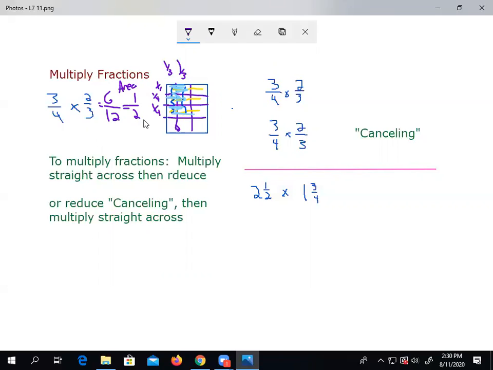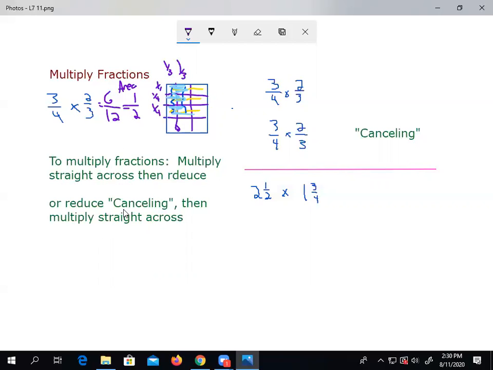So what you can see from this example, though, is it actually becomes very easy to multiply fractions. Instead of drawing this area model, which takes a lot of time, what we pick up on is all you're really doing is multiplying 3 times 2, which gives me 6, and 4 times 3, which gives me 12. So to multiply fractions, what you can do is just multiply straight across and then reduce. So if you multiply straight across and then reduce, you get your answer of 1/2.